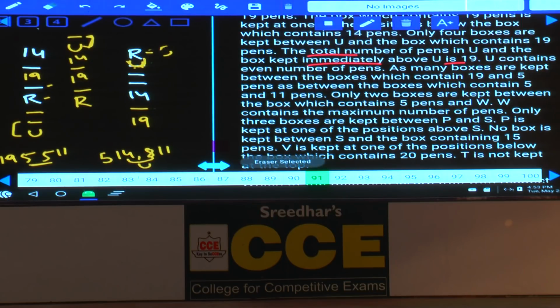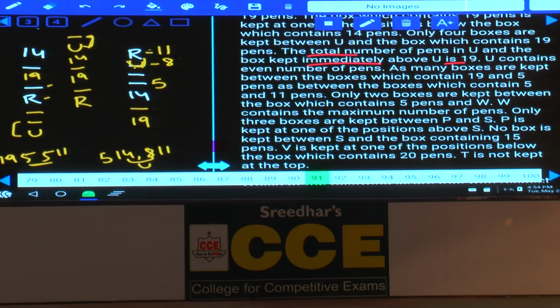If R cannot be 5, then what is the value of this R? R must be 11. If R is 11, between 19 and 5, and 5 and 11, the counts must be equal. Between 19 and 5, there are 2 boxes. Between 5 and 11, there are 2 boxes. If R is 11, U must be 8. Are you following this one or not?